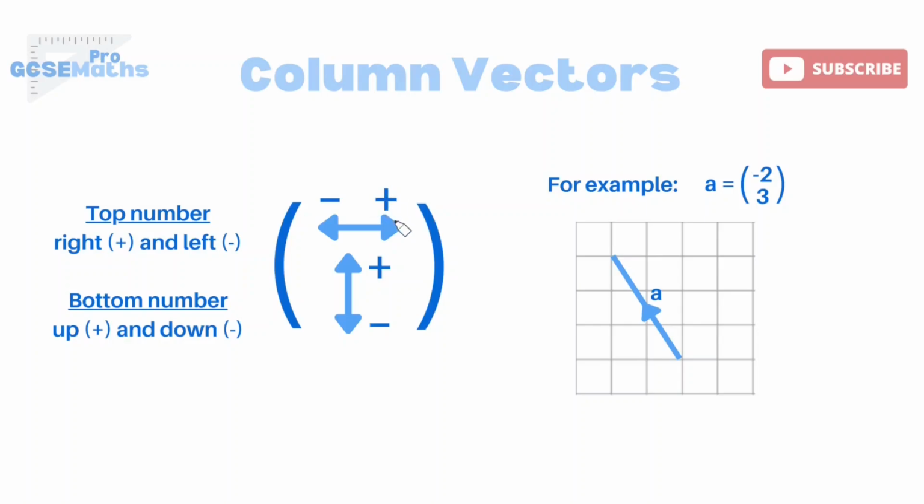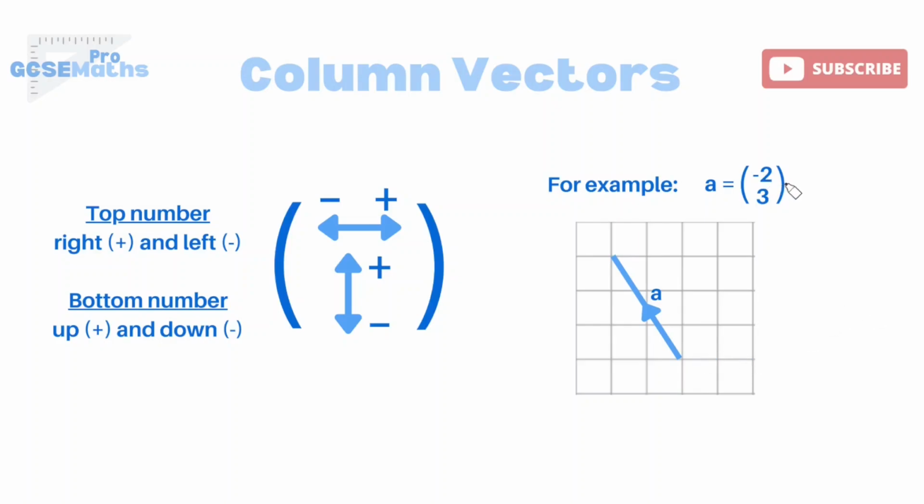If it's a positive, we're going to move right. The bottom number is therefore up or down. This one's pretty self-explanatory, so obviously if it's positive, you're going to go up. If it's negative, you're going to go down. Column vectors can be drawn as actual vectors on a grid. They don't have a position in terms of coordinates. There's no actual position. You can draw it anywhere that you have space on a grid, but you just have to make sure the number of squares left and right and up and down are correct.